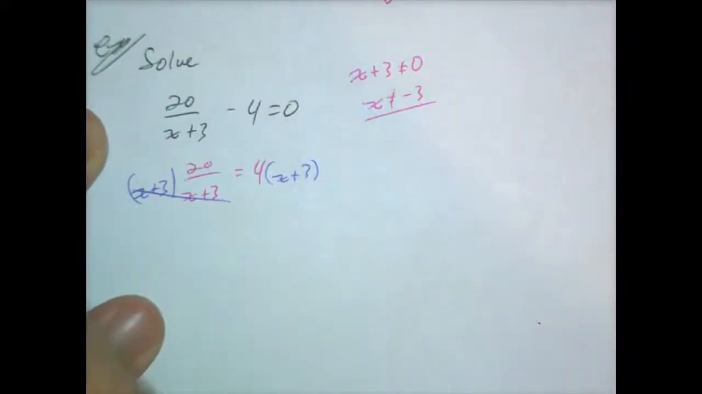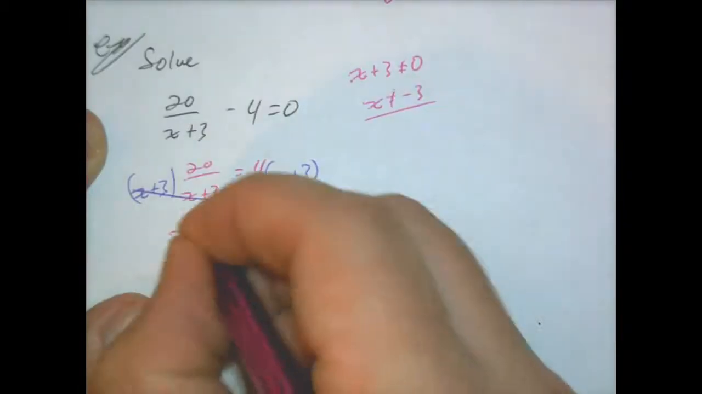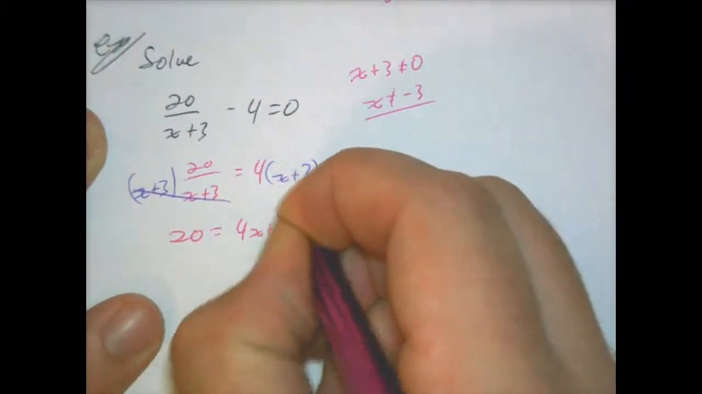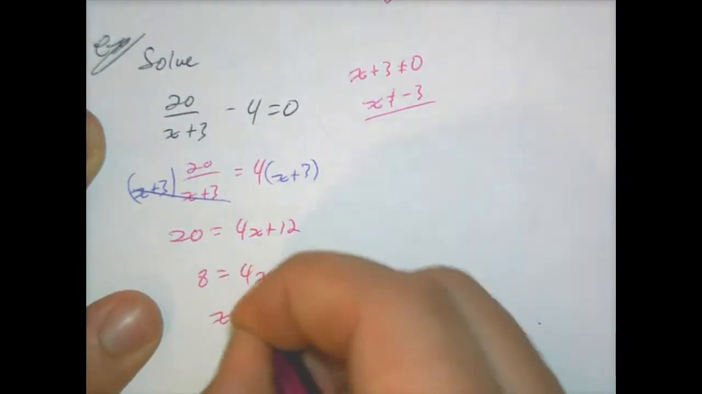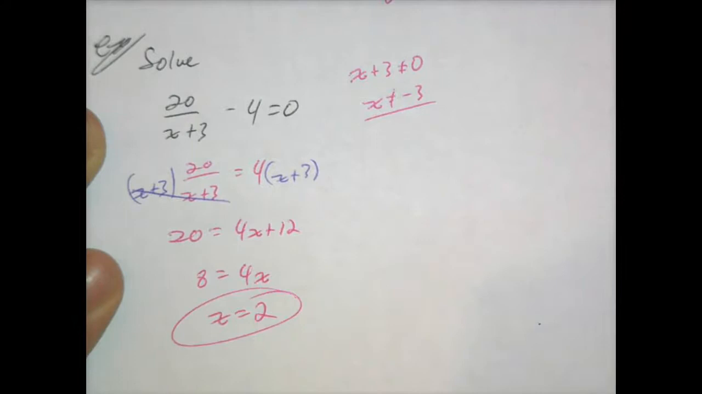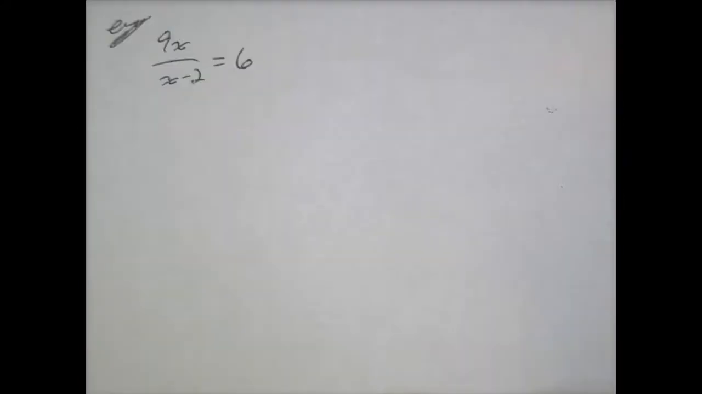So that will divide and make 1. And then I have 20 equals 4x plus 12. I can minus 12 to the other side, so I have 8 equals 4x, and x equals 2. It's not -3, so it is a good solution. Yay! Okay, same sort of deal.